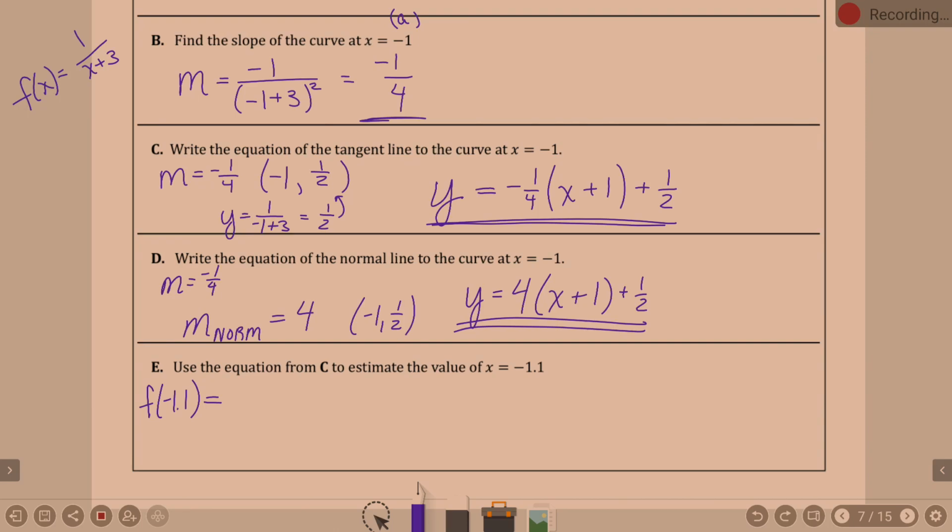What is negative 1/4? Negative 0.25 times x, which, what are we putting in for x? Negative 1.1 plus 1 in parentheses, and plus 1/2 is plus 0.5. Okay, guys. This is doable without a calculator.